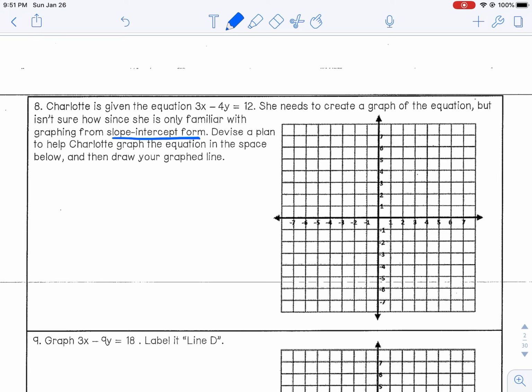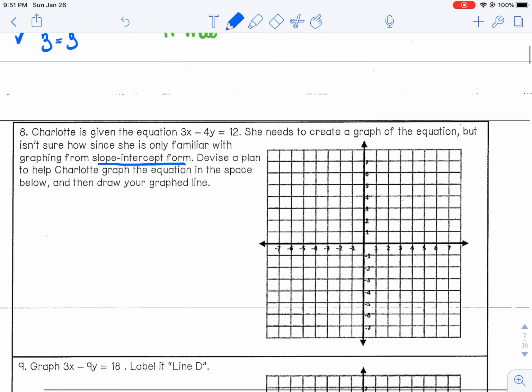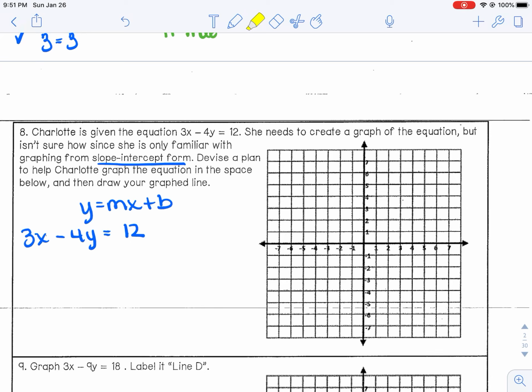All right, so what we need is y equals mx plus b. What we have is 3x minus 4y is equal to 12. And I kind of wrote it like that so you can see that I have a problem. I have this 3x on the left side of the equal sign, and I have to move it over to the right side of the equal sign. So in order to do that, I'm going to write my 2 steps up here. Okay, so write these 2 steps down.